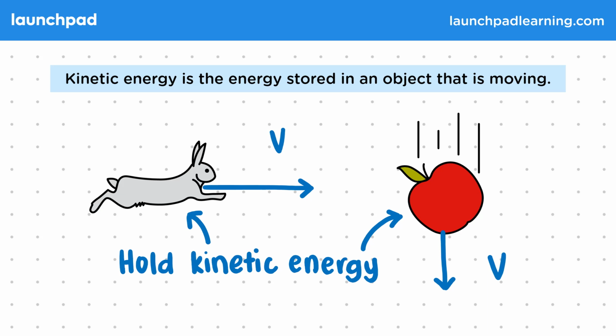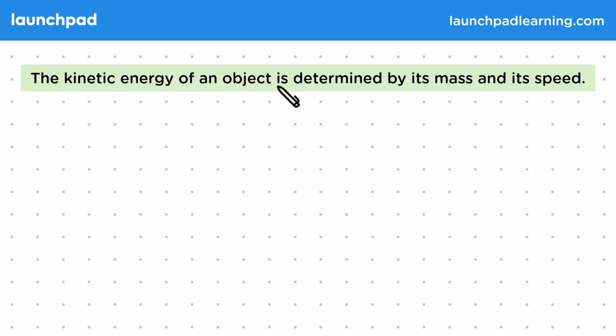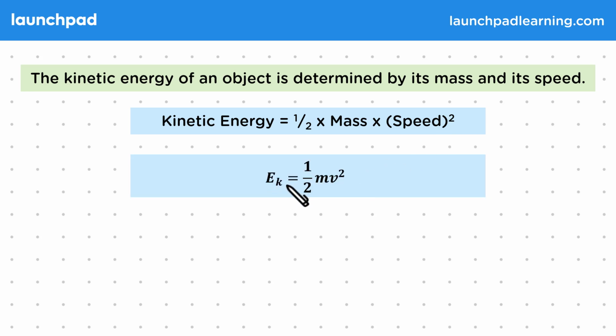But how can we tell how much kinetic energy an object has? Well, the kinetic energy of an object is determined by its mass and its speed. And we use speed instead of velocity as the energy is the same regardless of its direction. So the kinetic energy is equal to half times the mass times the speed squared. And in symbol form, that is EK is equal to half times m times v squared.